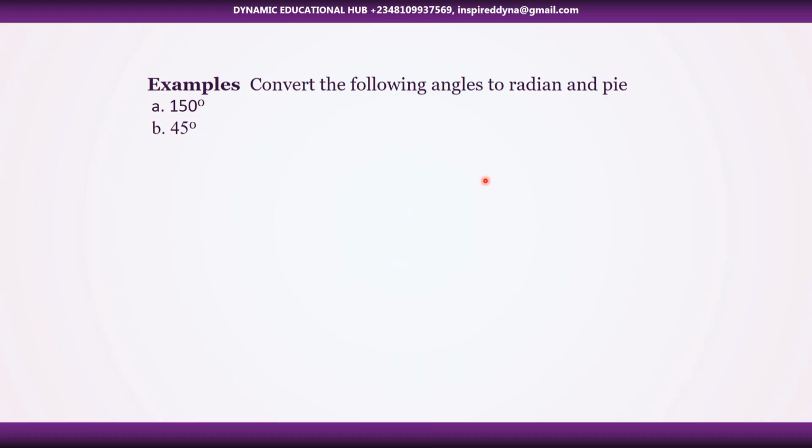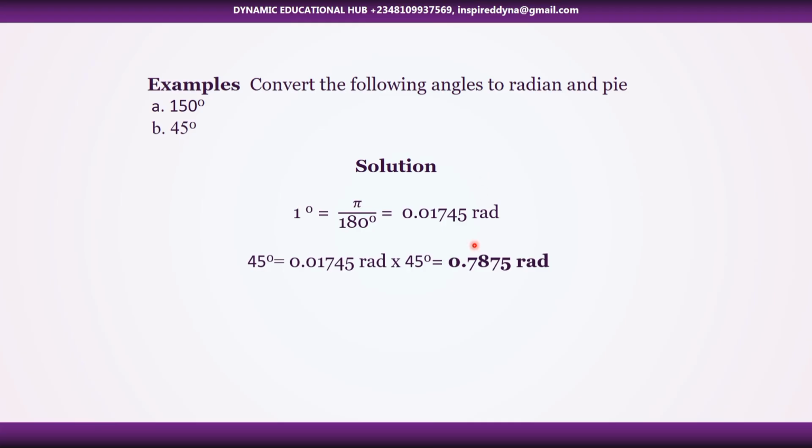So let's quickly solve the second question, which is 45 degrees. Now we see that 1 degree is equal to pi over 180, and it is what? 0.01745 rad. So 45 degrees will be this multiplied by 45. So 0.01745 rad multiplied by 45, and when you do that, we get this answer.